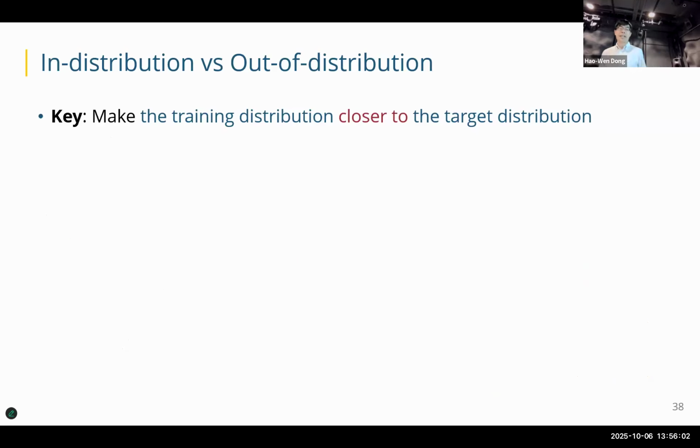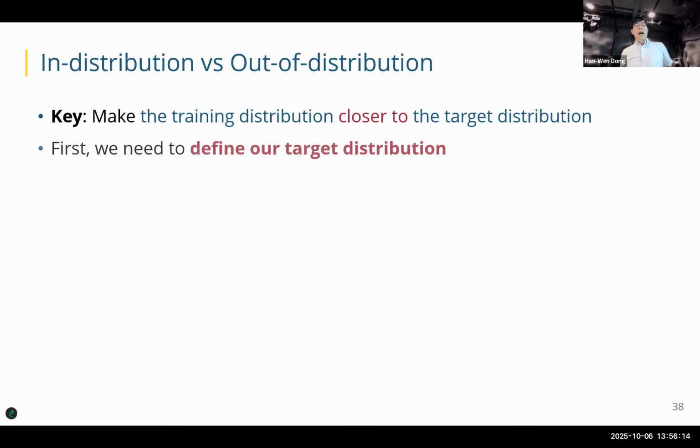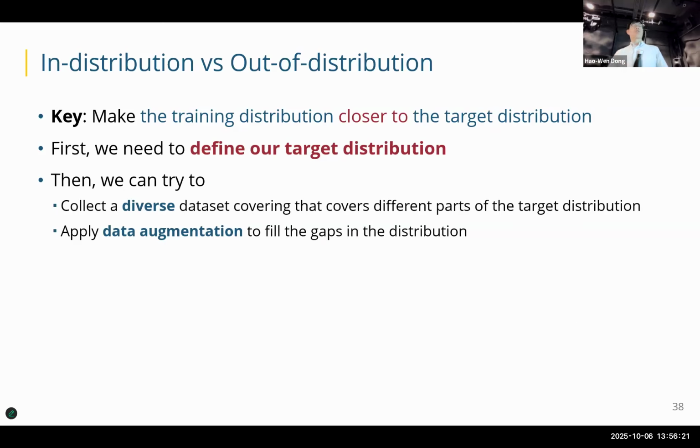So I guess the key is to make the training distribution as close to the target distribution as possible. That's the essential rule of thumb when you want to train deep learning models. So we need to define our target distribution. You can try to collect a diverse data set covering different parts of the target distribution. You can also apply data augmentation to fill the gaps in the distribution.